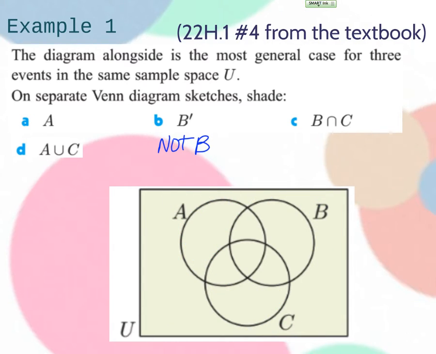Then we have to shade the intersection of B and C. Remember, this is the overlap. That upside down U is the intersection, so that's the overlap. That's where the circle for B and the circle for C overlap, which will be this shape right here.